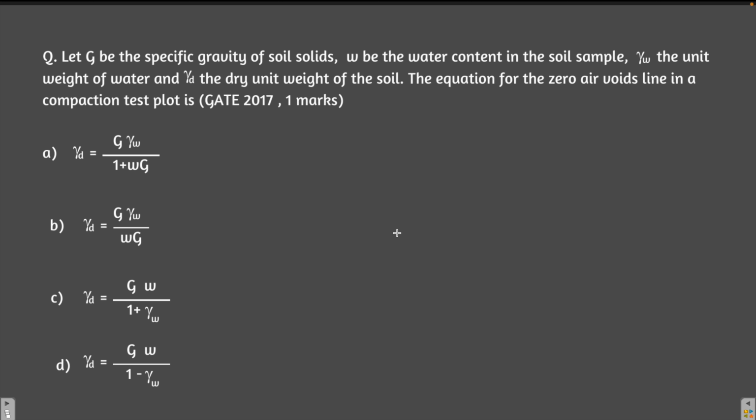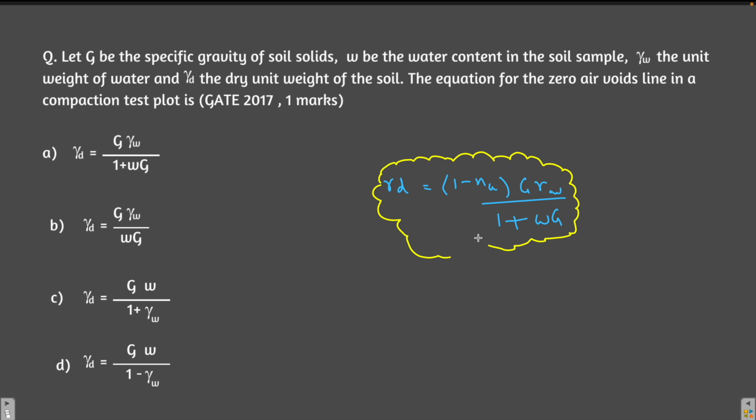We know that the equation of the air void line is gamma D equals (1 minus eta A) G gamma W by 1 plus WG. Now this is the most important equation that you have to remember for the compaction of soil. I have derived this equation and explained it in a detailed manner in the theory of this chapter. Those who haven't seen the theory, I would request you to go through the theory of the compaction of the soil first. You can get the theory by pressing the I button, or you can also see the link in the description box for the same.